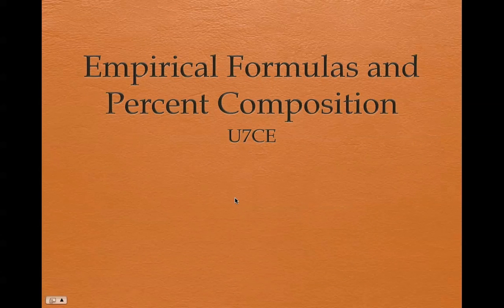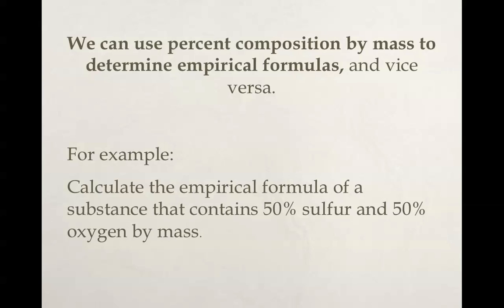All right, concept E is going to combine a bunch of the concepts that we've actually done already. We're going to be talking in terms of percent compositions, empirical formulas, and also using how to convert from grams to moles. So we can use our percent compositions to find our empirical formulas. So for example, we can determine the empirical formula if we know that it contains 50% sulfur and 50% oxygen by mass. So how do we go about solving this?